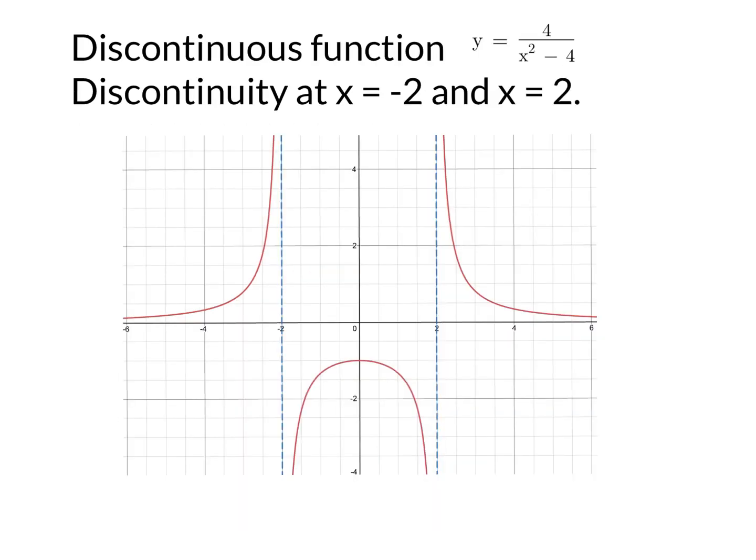And finally, a discontinuous function for y equals 4 over x squared minus 4, something we will look at later, and its discontinuity is at x equals minus 2 and at x equals 2. So it's actually got two values where it discontinues.